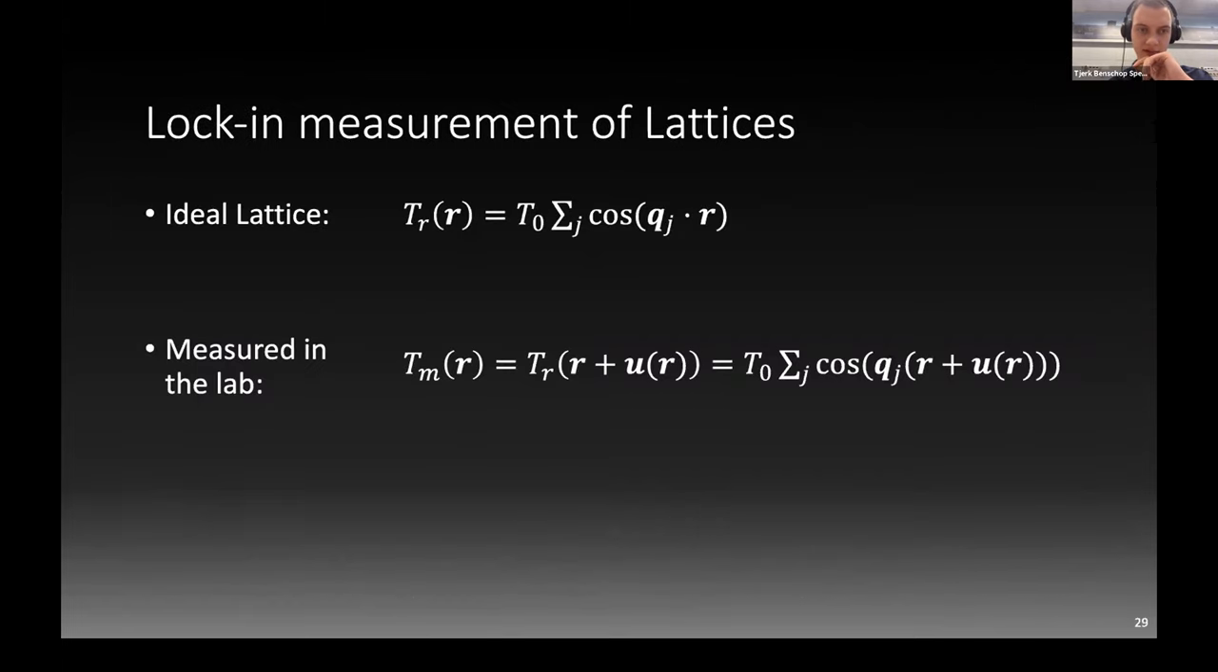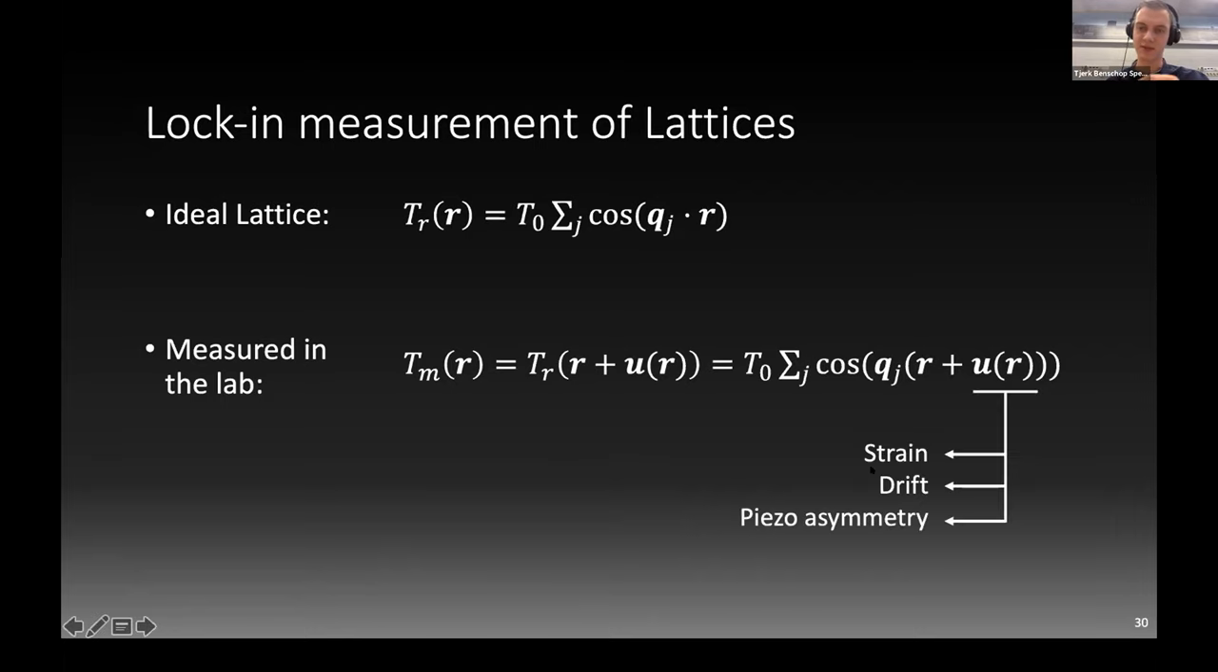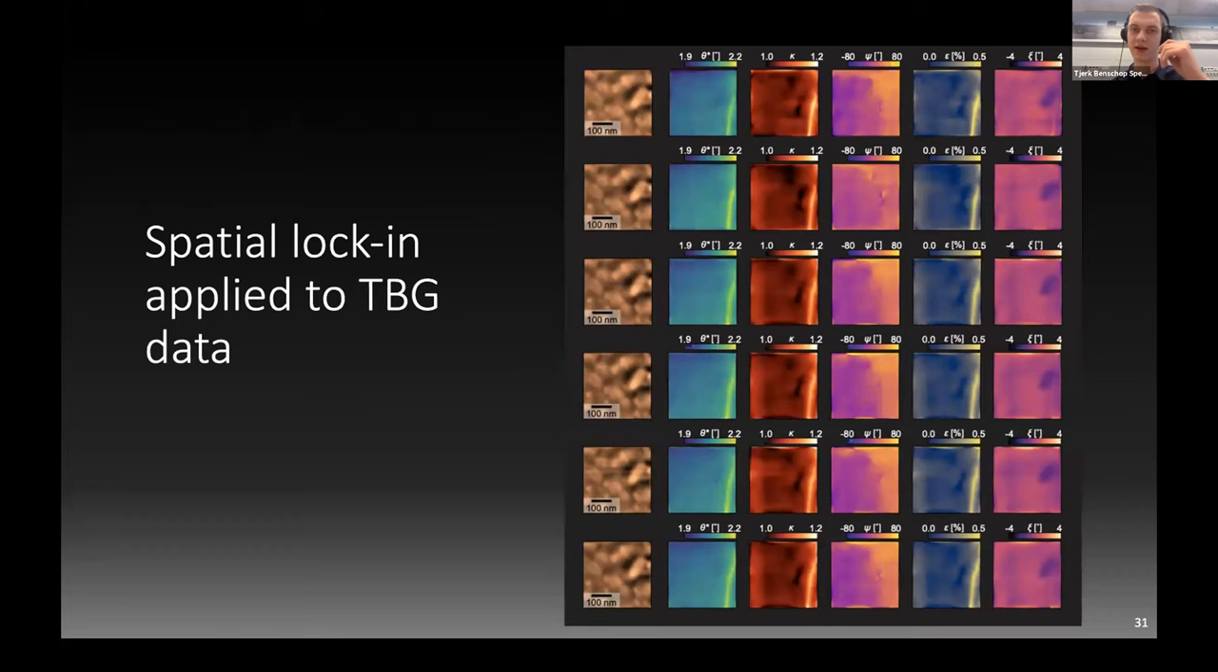Finally, I showed you this slide before, and as I said, the key of this algorithm is to measure this displacement field. But one thing that's a little bit tricky is that this displacement field not only contains the intrinsic strain of the device, but also any thermal drift you might have over your measurement or some piezo asymmetry which might be present in your instrument. So it's my job to exclude these artifacts, or at least to prove that the contribution of the intrinsic strain is much bigger than these other two artifacts.